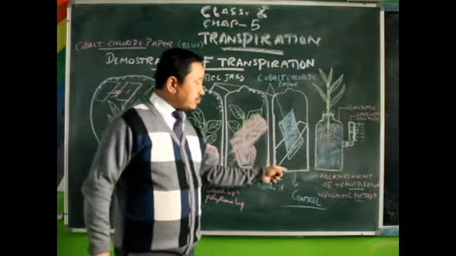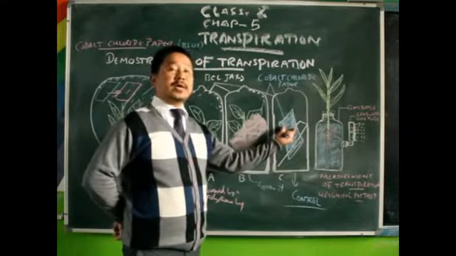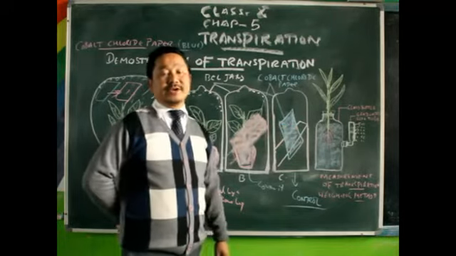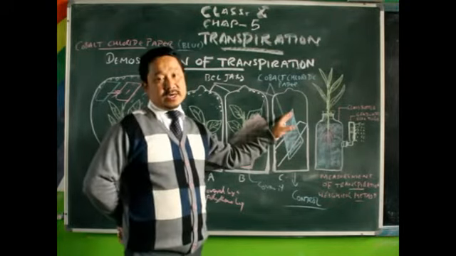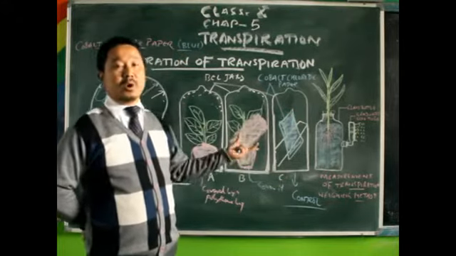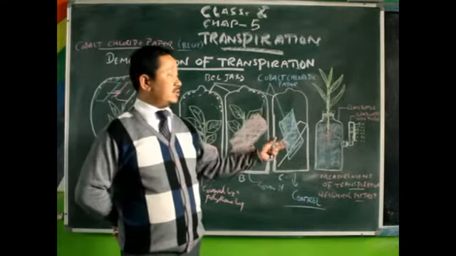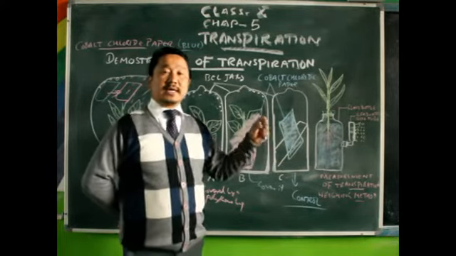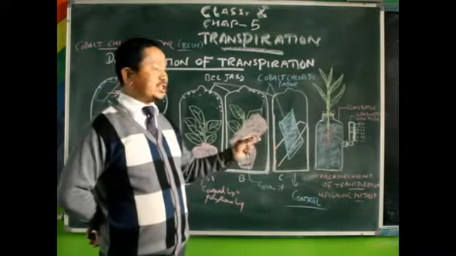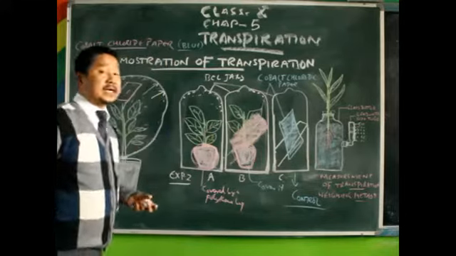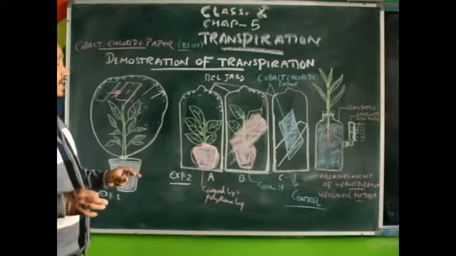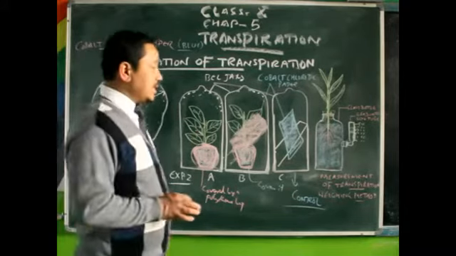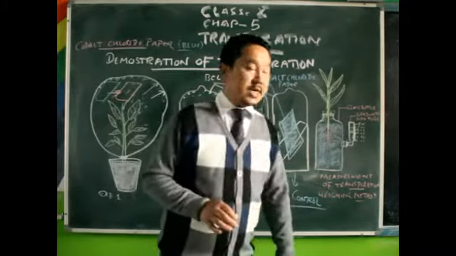But here in setup C, no change is seen. Why? Because there is no moisture inside. There is no water inside, because no plant there means no water getting lost from anywhere else. So the cobalt chloride paper, which is blue in color, is still blue, no change. So this also indicates that transpiration takes place from the aerial region of the plant. Alright? So this is experiment number 2.